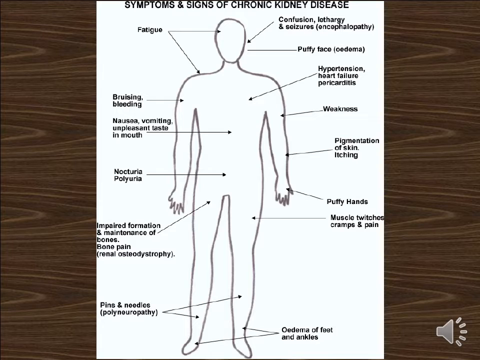This figure shows the symptoms and signs of chronic renal failure: fatigue, bruising, bleeding, nausea, vomiting, nocturia, polyuria, edema in the lower leg and mainly in the feet, muscle pain and weakness, twitching and cramps, puffy hands, pigmentation of the skin, weakness, hypertension, puffy face, confusion, lethargy, and seizures.